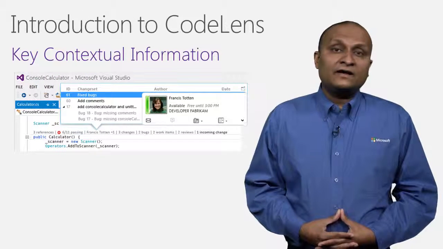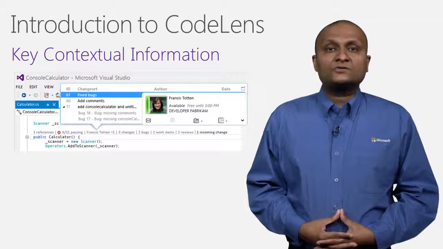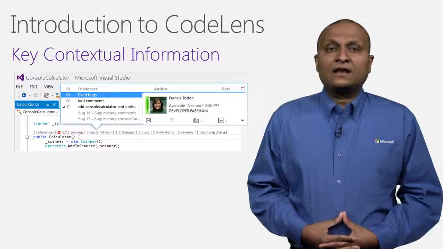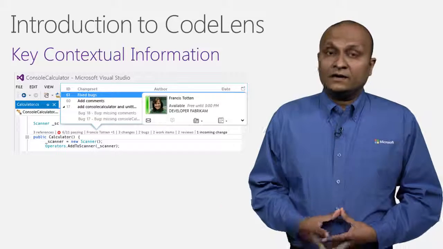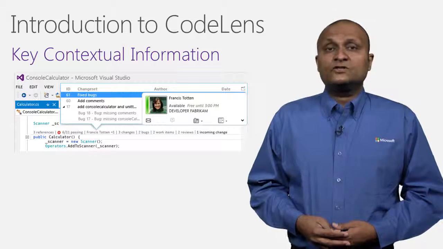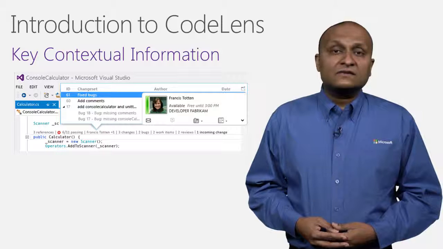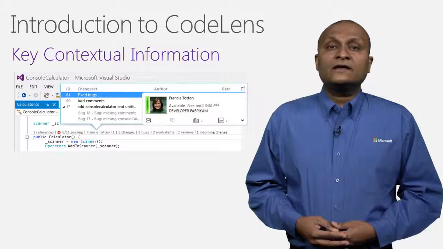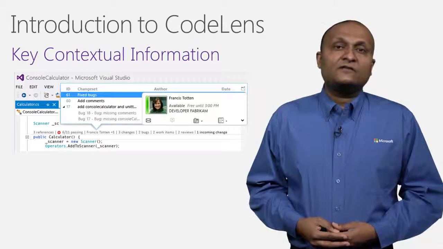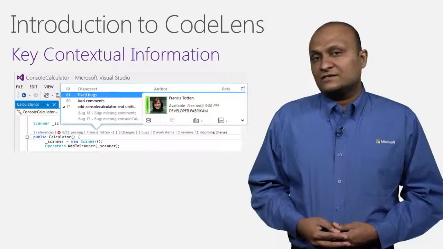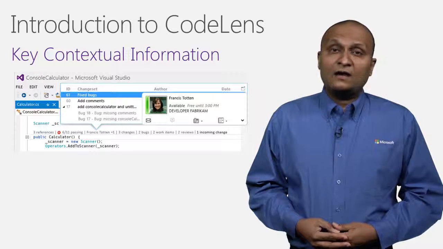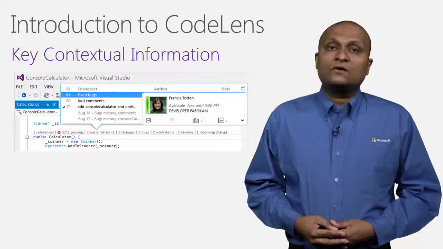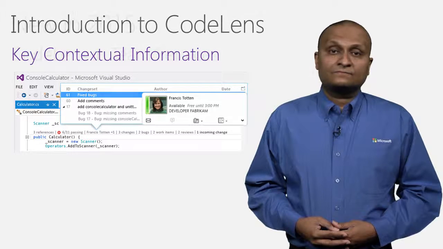CodeLens is a developer heads-up display that provides key contextual information about the code inline in the editor. It allows you to keep your focus in the editor and reduce costly context switching. Here, you can see the CodeLens indicators which occupy the line above the calculator constructor. You can hover over and click on each indicator to get additional information. In this example, you can see that Frances has made some change and we can contact her directly over email, IM, or phone using the CodeLens integration with Skype for Business.